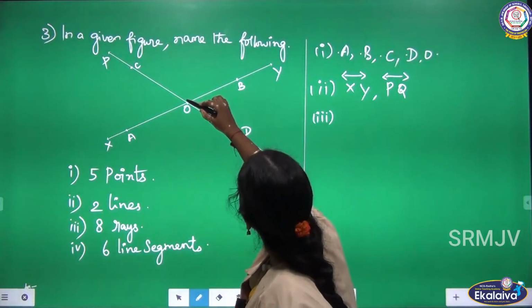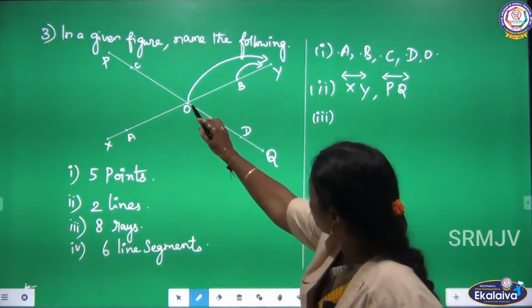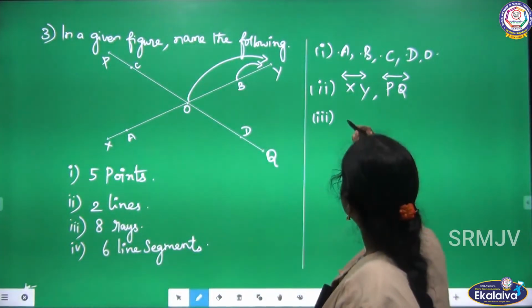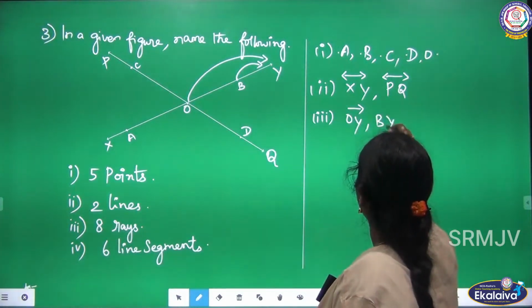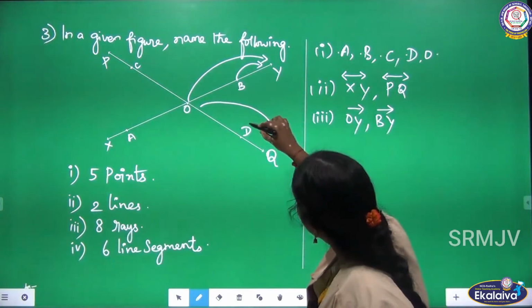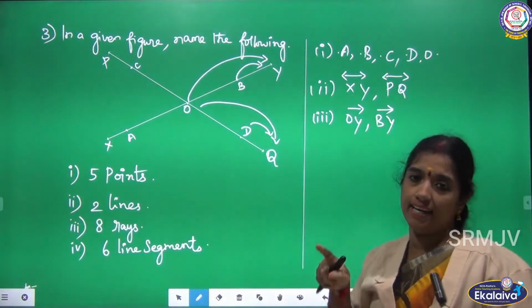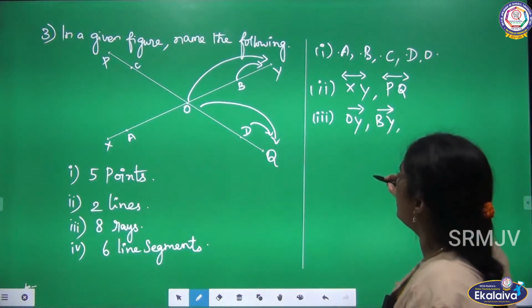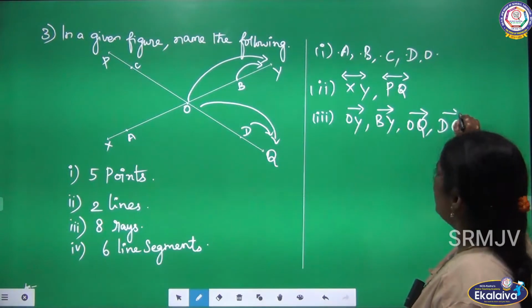Listen. I can write OY and BY because O is a starting point and Y is endless. So I can write OY, BY. Now from here OQ as well as DQ, because D is the starting point here and there is no endless in another direction. So for that Q, how can I write this? Listen, OQ as well as DQ. Got it?